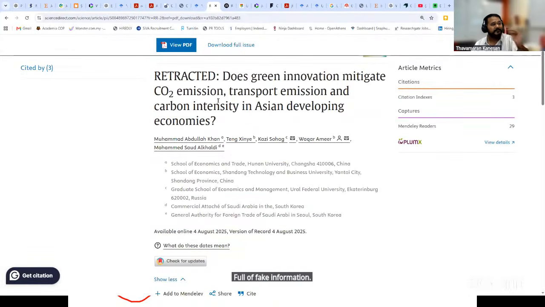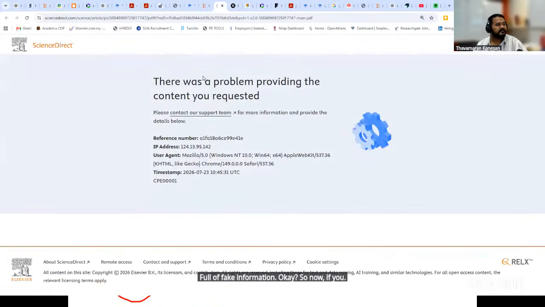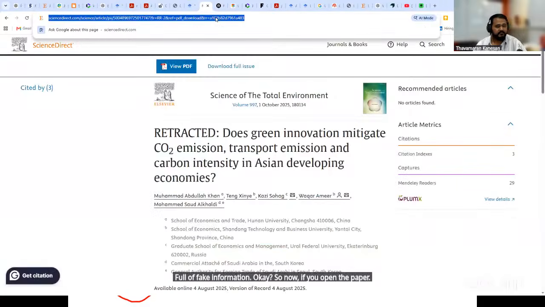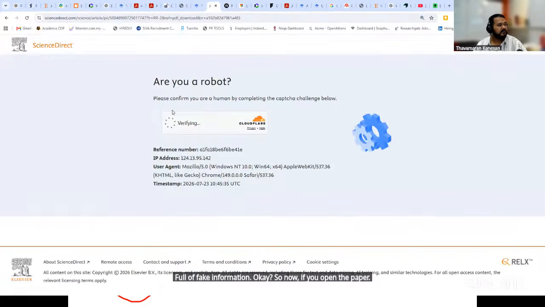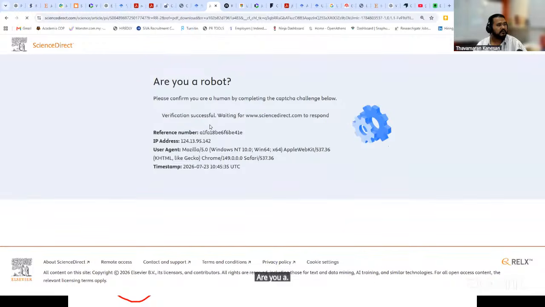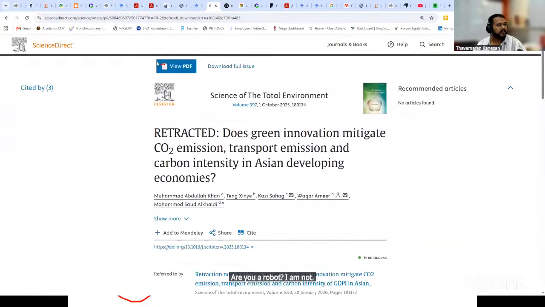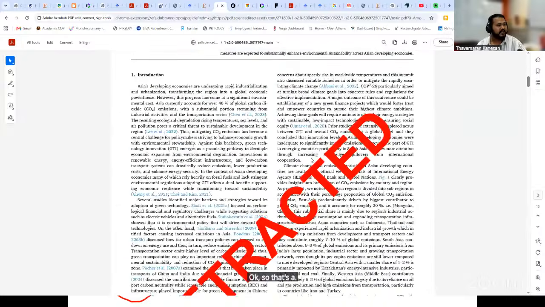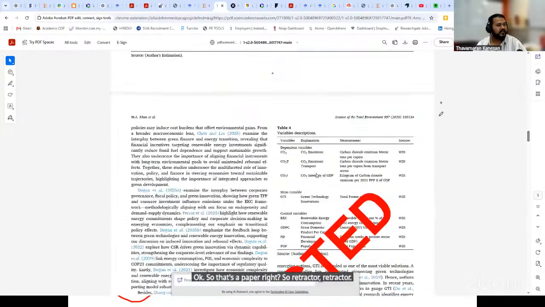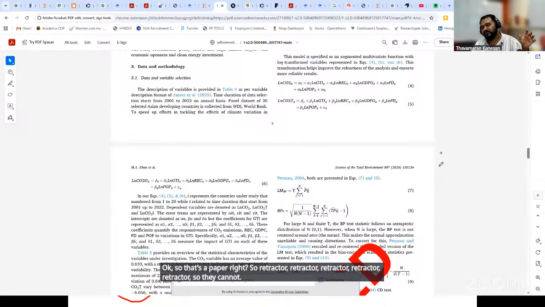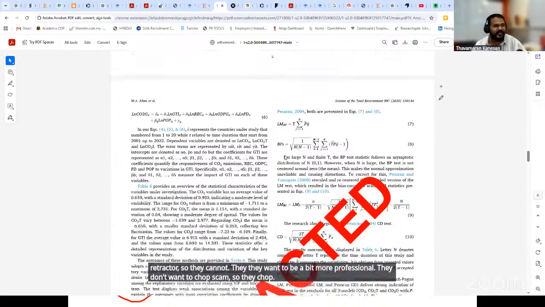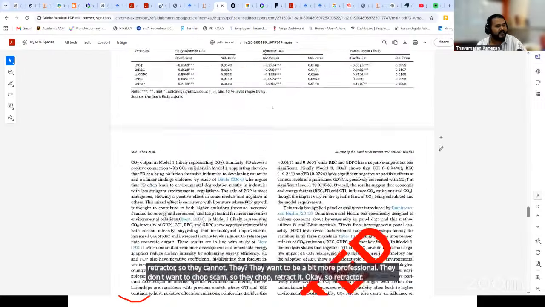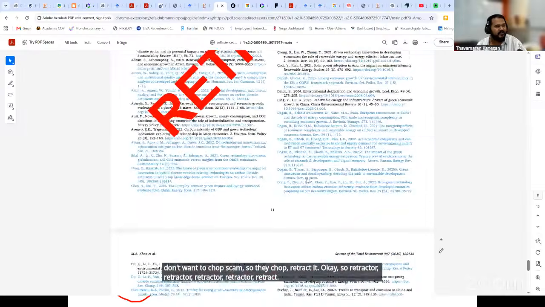Now if you open the paper, let me refresh that. Are you a robot? I am not. Okay, let's open up now. So that's the paper, right? It says retracted. They want to be a bit more professional, they don't want to stamp scam, so they stamp retracted. This is the full paper.